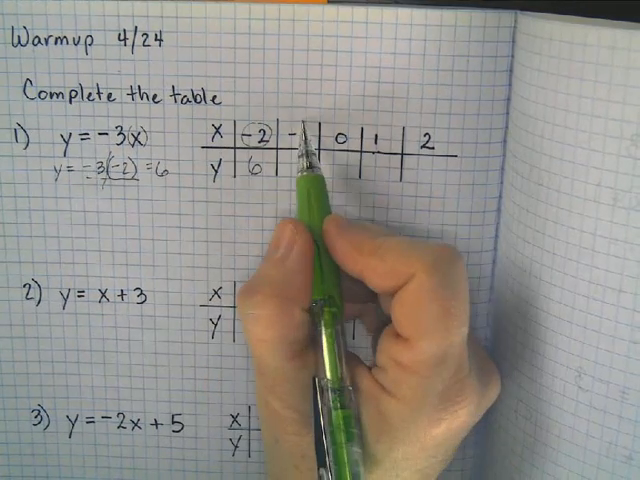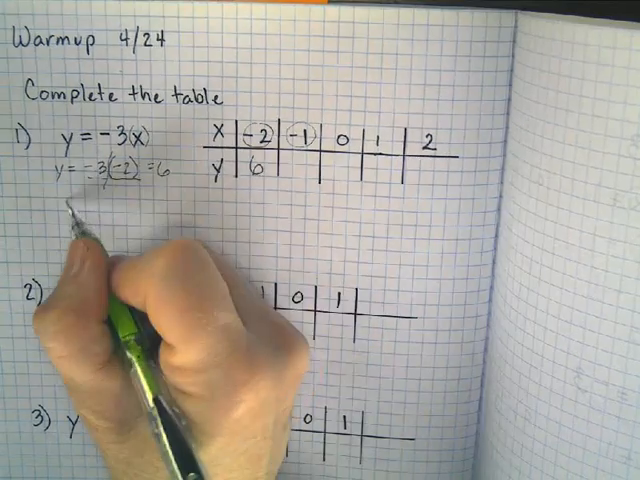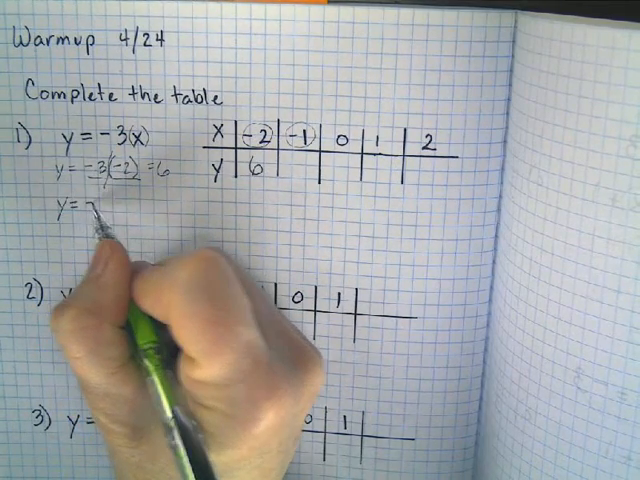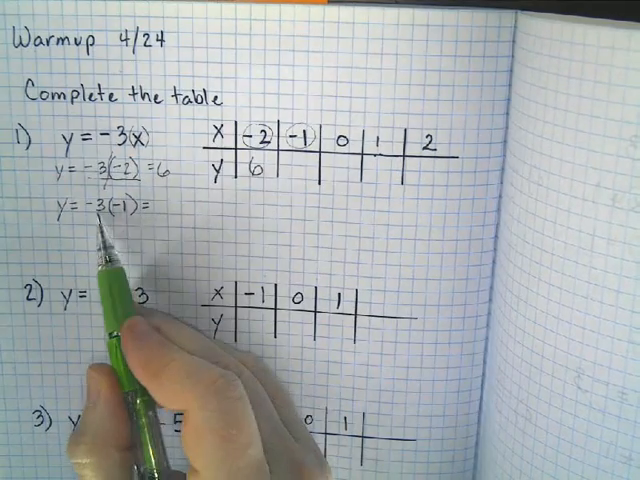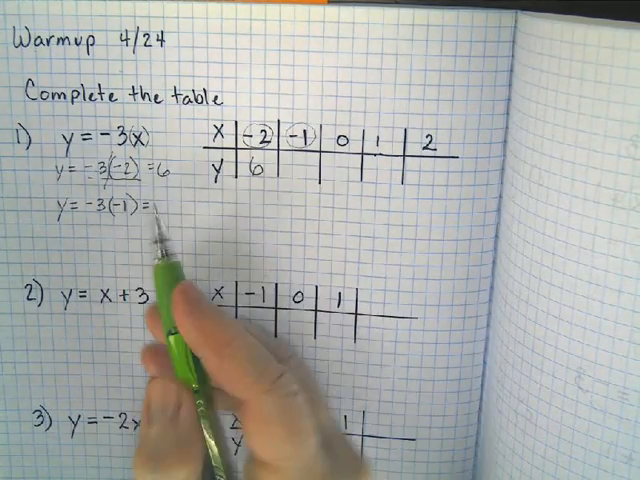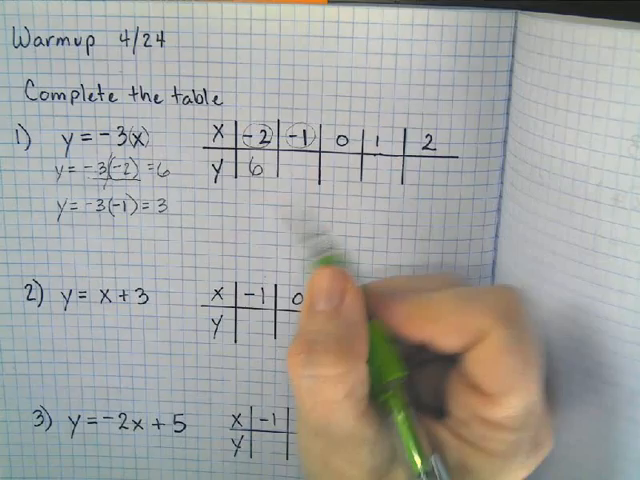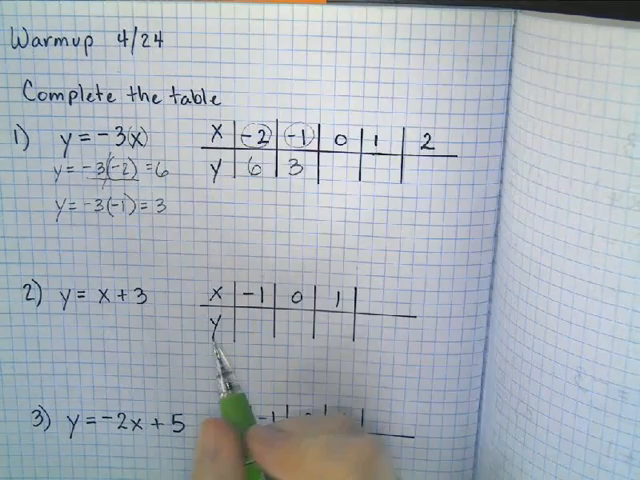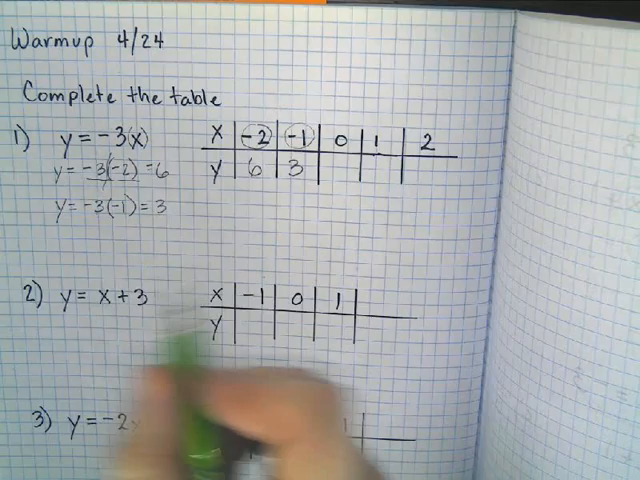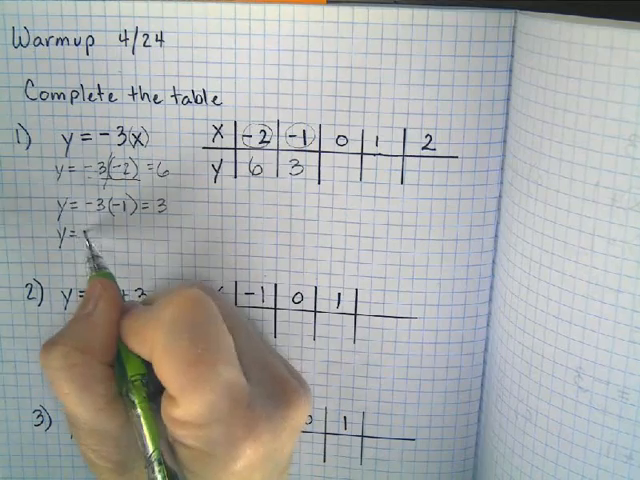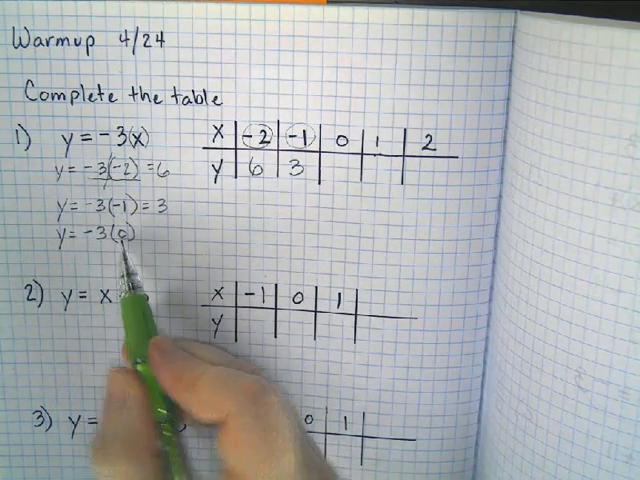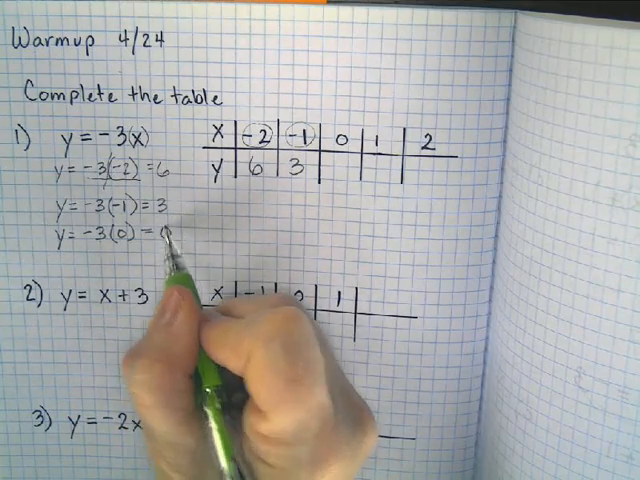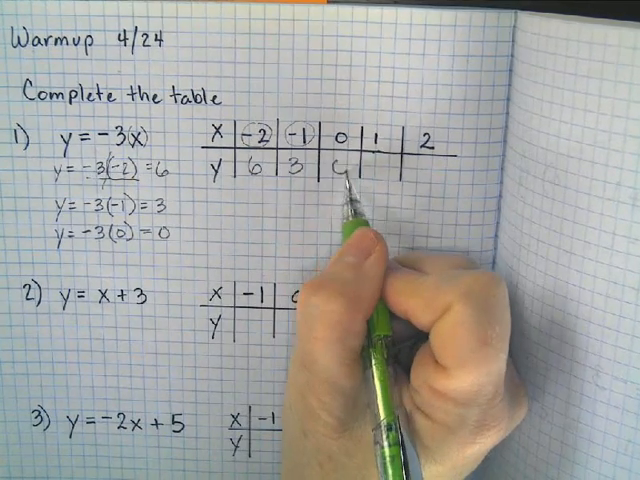I'm going to change x to -1. y equals -3 times -1. Again, a negative times a negative is a positive. So I get +3. Then the next one, y equals -3 times 0. -3 times 0, well, that's just 0. So I get to put in 0 right here.